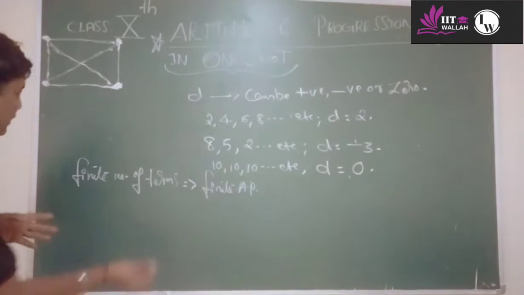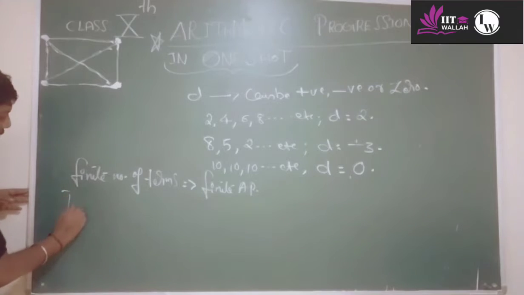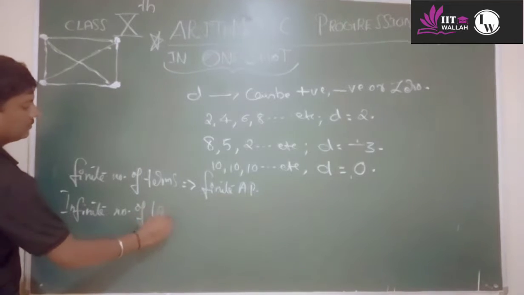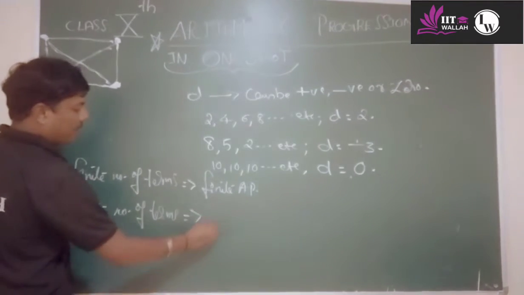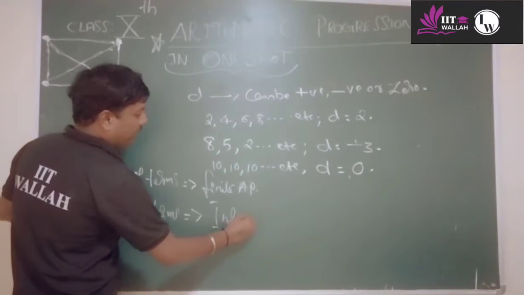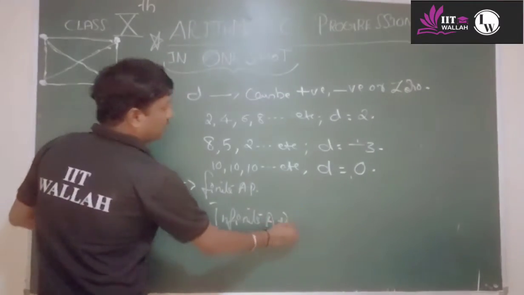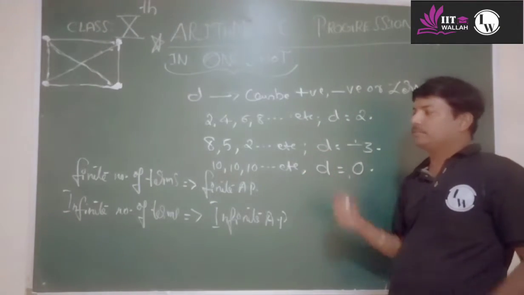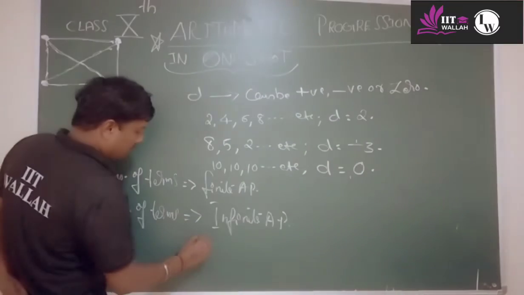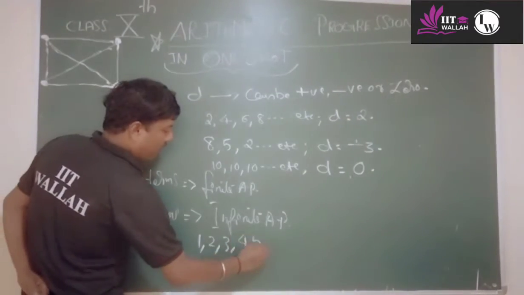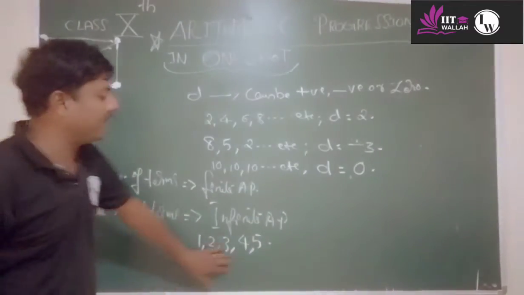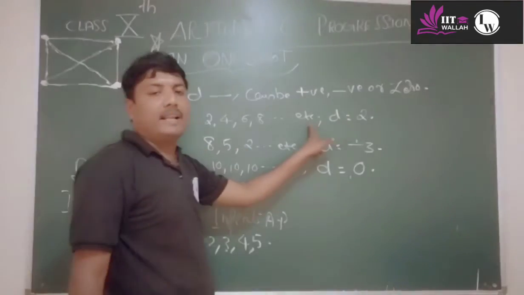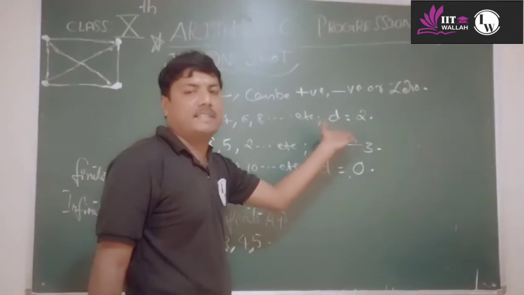Finite or finite, you can say. If there is an infinite number of terms, we will call this an infinite AP. So these three are infinite APs because it is going on like this, dot dot dot. If the AP is like this, 1, 2, 3, 4, 5, full stop, this is a finite AP. 5 terms are there. Here we cannot find the number of terms because it is going to infinity.